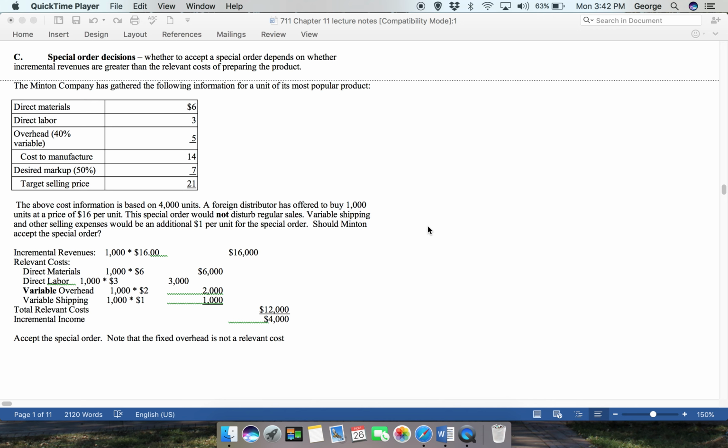So let's take a look at this. I get incremental revenues of 16,000. Why? Because the foreign distributor is offering to buy 1,000 units at a price of $16 per unit. So total revenues are 16,000.